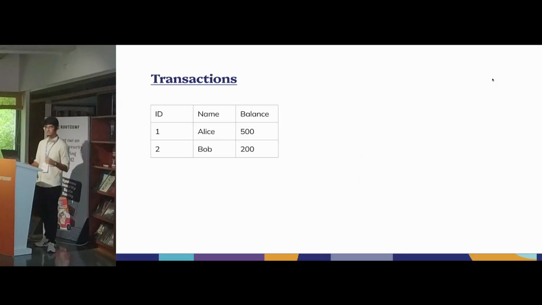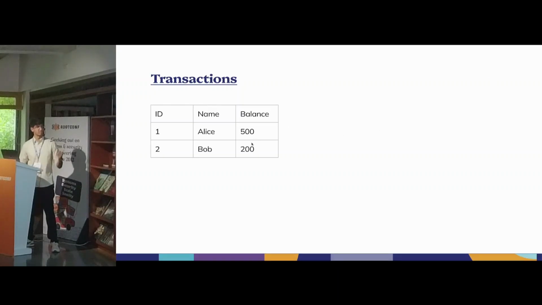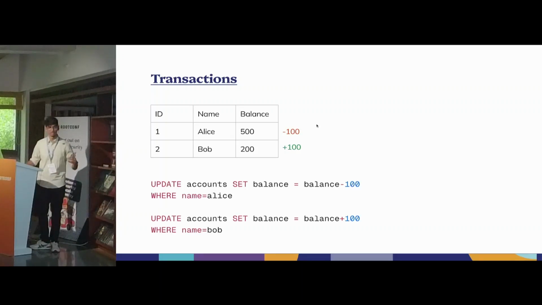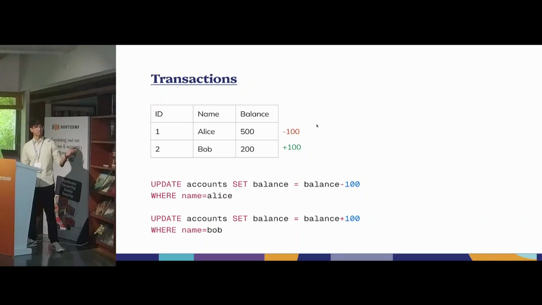We're going to take a very simple banking example here. It's a classic example. We have two users, Alice and Bob. Alice has 500 and Bob has 200. Let's say you want to transfer 100 from Alice to Bob. You're going to deduct 100 from Alice and add 100 to Bob. This is how you would typically do it: you run two update statements, removing 100 from Alice and incrementing Bob by 100.